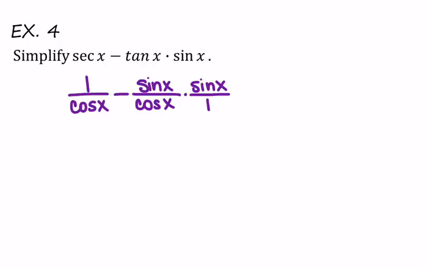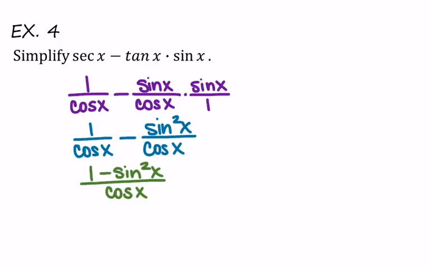Okay, so when you're multiplying fractions, remember you multiply the tops and multiply the bottoms. So this is going to be 1 over cosine x minus sine times sine, which is sine squared x, over cosine x. Now remember, in order to add or subtract fractions, they have to have a common denominator. And in this case, they do. Cosine x is a common denominator. So that means I can smush these fractions together, and it will be 1 minus sine squared over cosine.